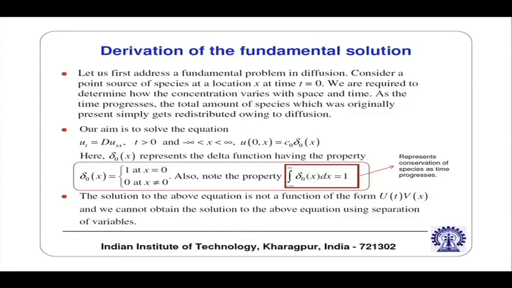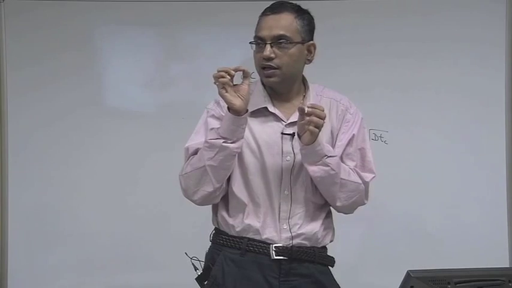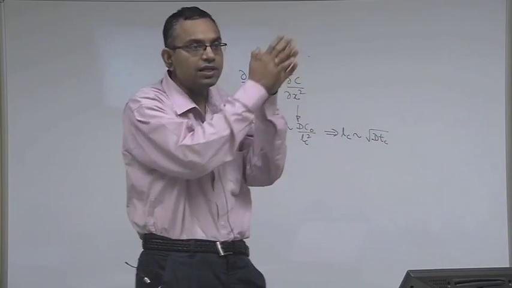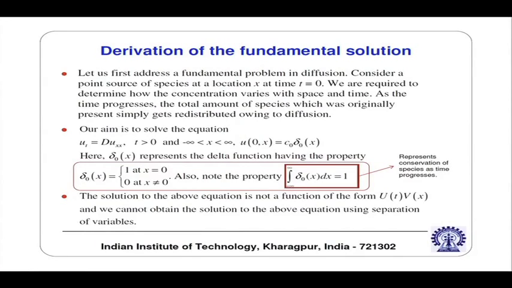Consider a point source of species located at x equal to 0 at time t equal to 0. So, it is like a mass source. We are required to determine how the concentration varies with space and time. As time progresses, what will happen? The total amount of species which was originally present in the solution will simply get distributed owing to diffusion. So, the mass will be conserved. Typically, at a particular location, if you inject a species, then that species will diffuse through the sample, but the total mass of the species will remain constant.